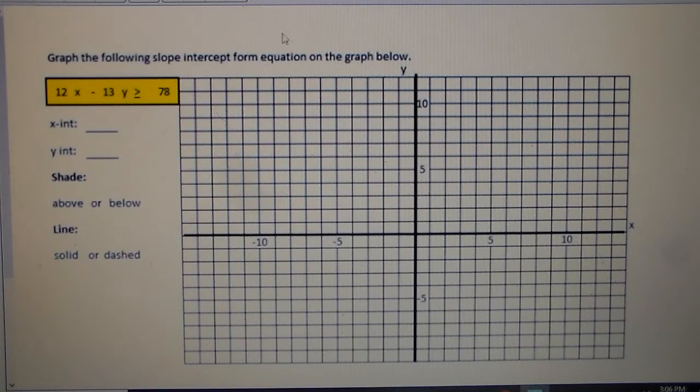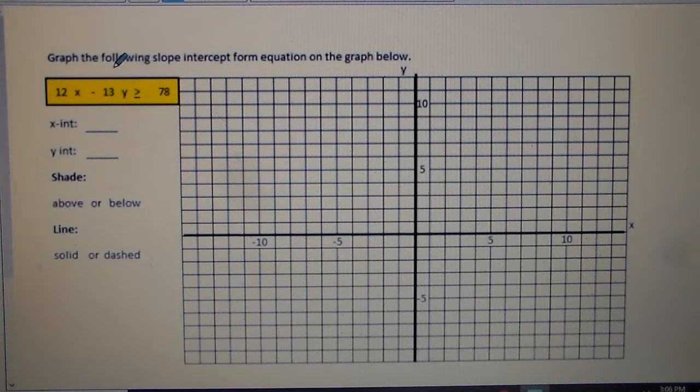So here's our first problem. Graph the following standard form inequality on the graph below. Our inequality is 12x minus 13y is greater than or equal to 78. So what we want to first do is find our x-intercept.